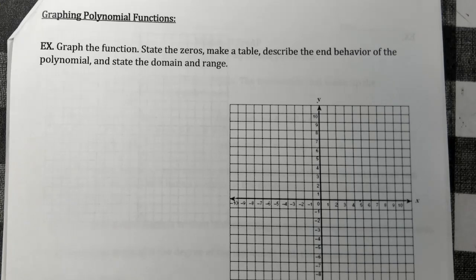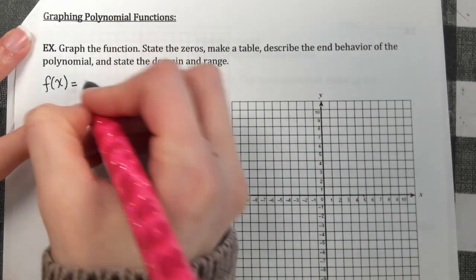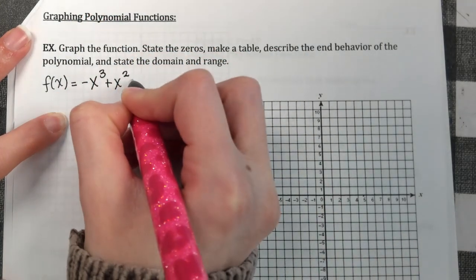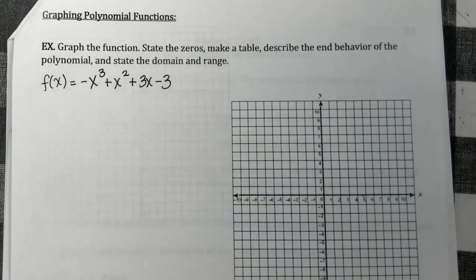Okay. So, your first example, f of x equals negative x cubed plus x squared plus 3x minus 3. Once you have that down, we're going to use the graphing calculator. If it's not already cleared, go ahead and clear it.